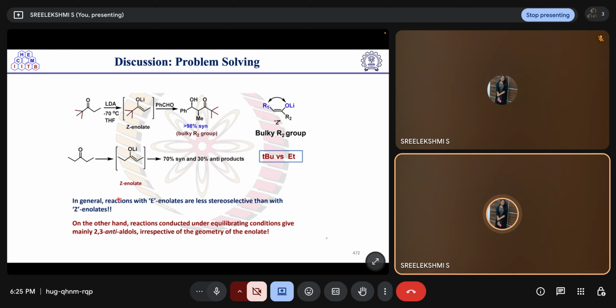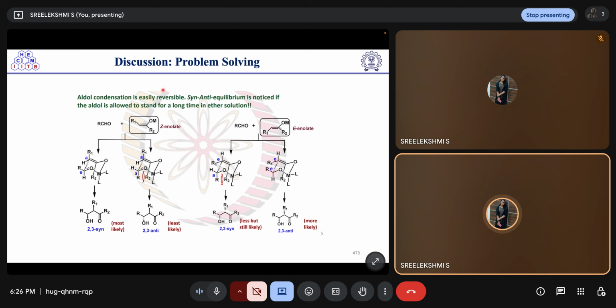In general, E-enolate reactions are less stereoselective than Z-enolate reactions. Or if we use equilibrating conditions, irrespective of the geometry of the enolate, whether it is Z or E enolate, mainly 2,3-anti aldols are preferred.